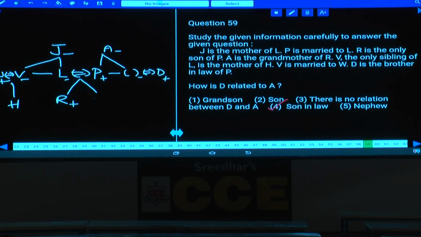Done with this? Now here we have brother-in-law, two options to this brother-in-law. One is spouse's brother and another one is sister's husband. Spouse's brother is ruled out for this P, because P's wife is L, who is having only one sibling, that is V, and this D cannot be the sibling of L, so this D must be the husband of P's sister. Done with this? Now this is about question numbers 58 and 59. Then 60 onwards.